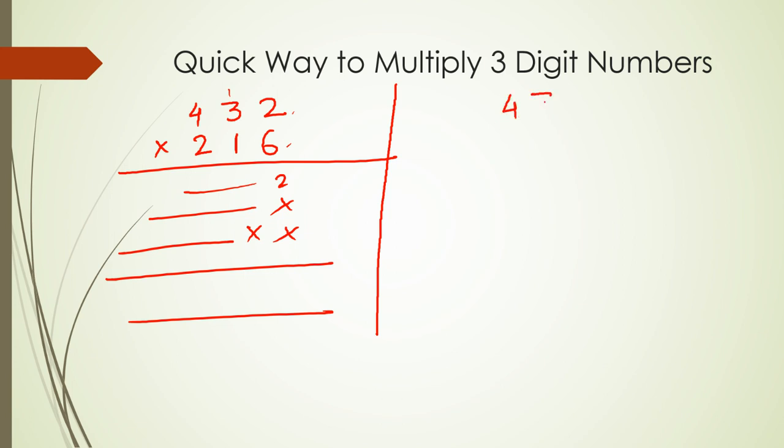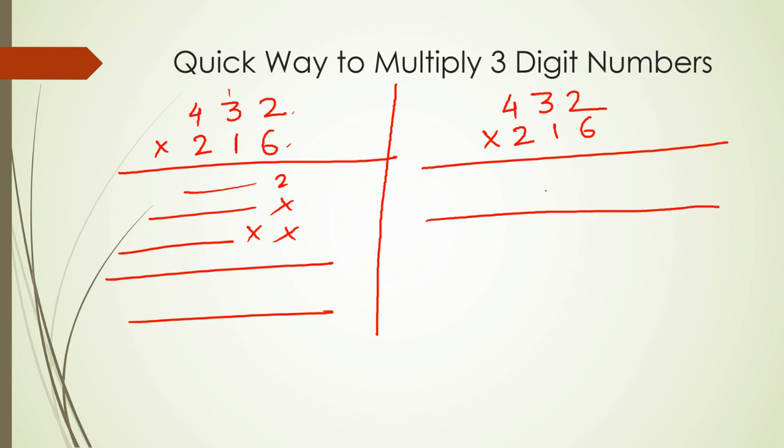So let's say we need to multiply 432 times 216. First we will divide this entire thing into 5 parts, like 1, 2, 3, 4, 5. So we have 5 parts here. When we fill it up, this will be our solution. I also hope you have already seen the previous video, quick way to multiply 2-digit numbers. That will create some base for how we are dealing with this type of problem.